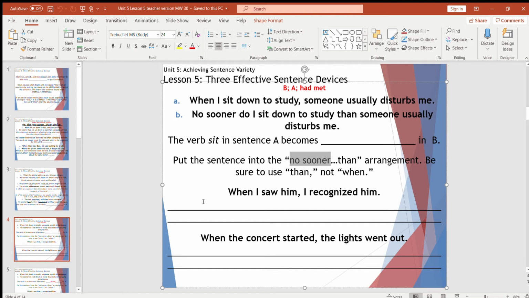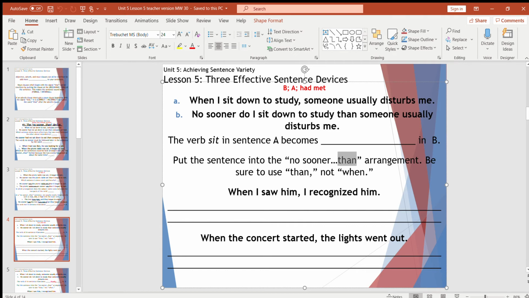No sooner had, then my subject, I, then the rest of my verb. But once I had saw, what would I say instead? Had seen him. So no sooner had I seen him than I recognized him. No sooner had I seen him than I recognized him.